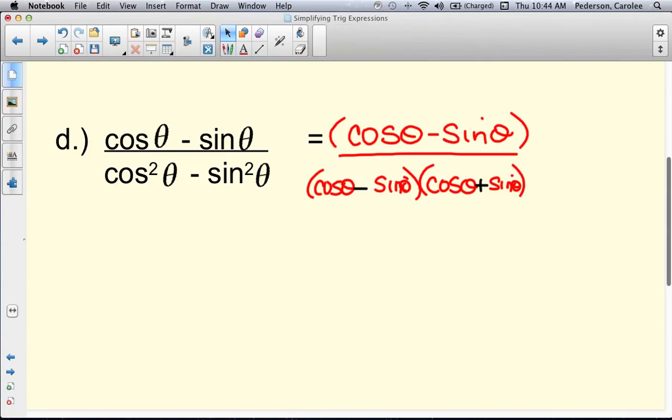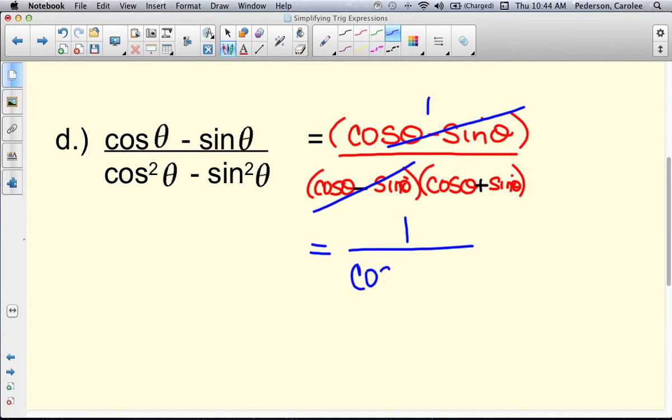Now, will their common factor cancel out? Yes. We can cancel out the cosine of theta minus the sine of theta in the numerator and the denominator. Remember, I'm still left with a 1 here. So my final answer is 1 over the cosine of theta plus the sine of theta.